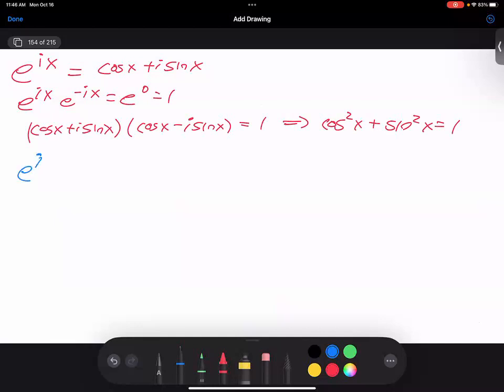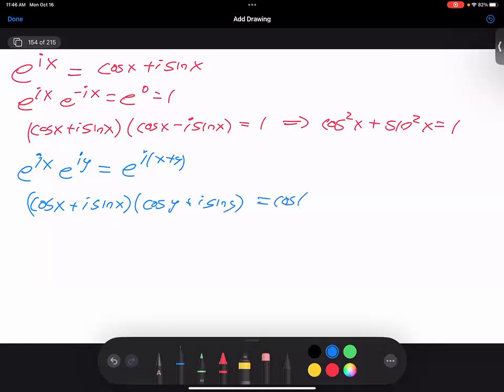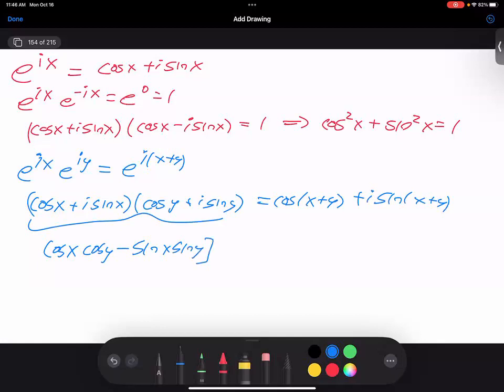Let's do e to the ix, e to the iy. This is what? E to the i(x plus y). So cosine x plus i sine x times cosine y plus i sine y is cosine(x plus y) plus i sine(x plus y). Well, this is the same as cosine x cosine y minus sine x sine y, taking the reals together, plus i times sine x cosine y plus cosine x sine y.